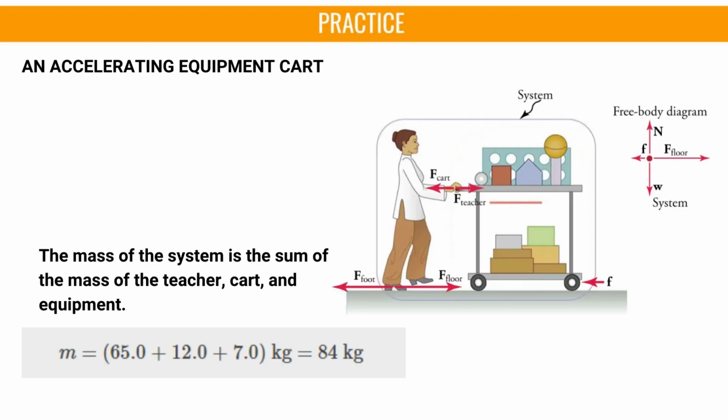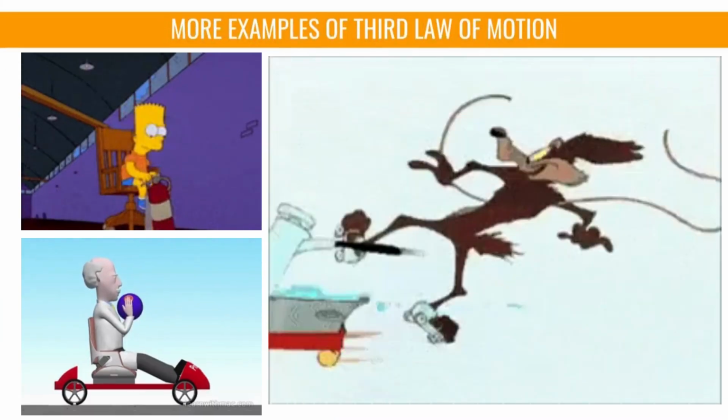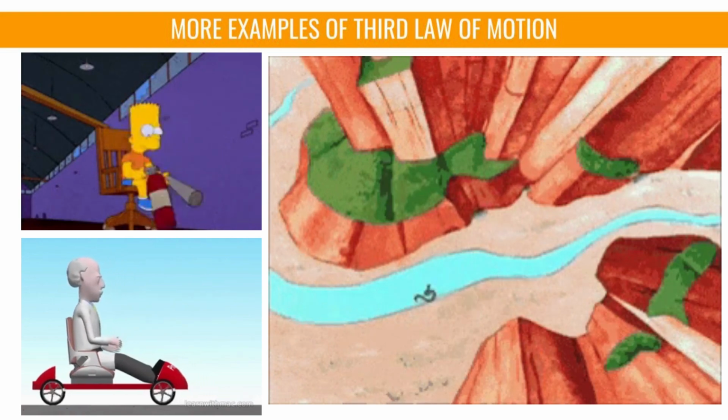The mass of the system is the sum of the mass of the teacher, cart, and equipment, which is 84 kg. Insert these values of net force and mass into Newton's second law to obtain the acceleration of the system, and it is calculated as 1.5 meters per second squared. By grasping Newton's third law, we gain a deeper understanding of the forces that govern our daily experiences.